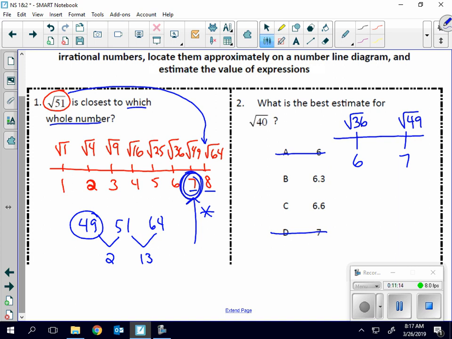Well, 40, let's see. Let's do it like this. 36 is here, 40 is here, 49 is here. How far away are these? That's a distance of 4, and these are a distance of 9. So it's closer to this 36. So which one is closer to 6? That would be answer B.